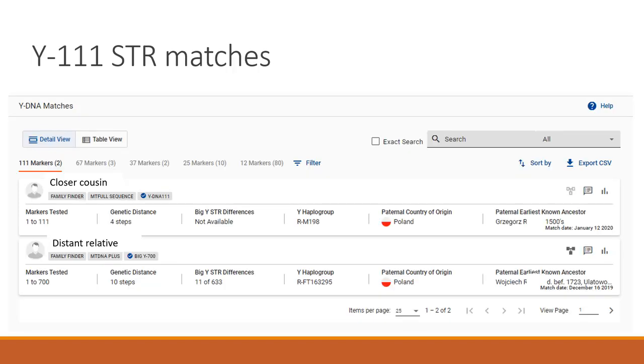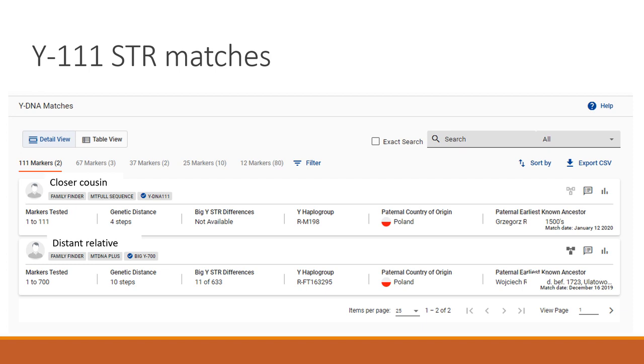And here let's take a look at my Y111 STR marker matches. You can see that I'm matching these two gentlemen. We've got our cousin here who we're matching at the Y111 level at a genetic distance of 4. And then our more distant relative we're matching also at the Y111 at a genetic distance of 10.